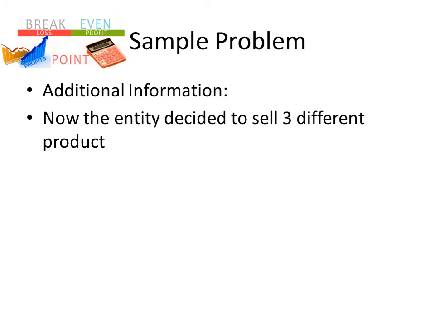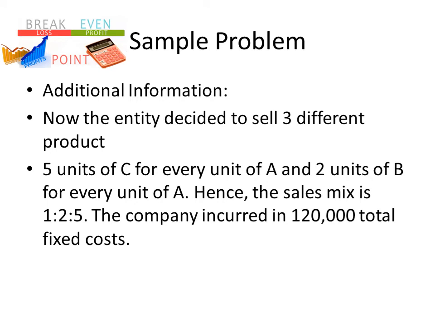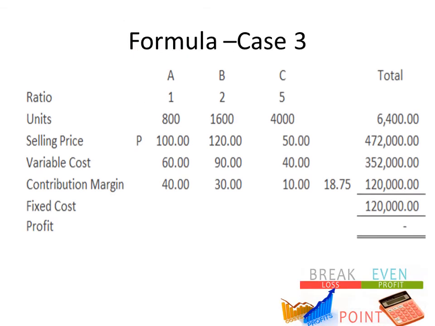So now the entity decided to sell 3 different products: 5 units of C for every unit of A, and 2 units of B for every unit of A. Hence, the sales mix is 1, 2, and 5. The company incurred 120,000 in total fixed cost. So we have composite A, B, and C. Take note that A is twice as B and 5 times as C. So A is 1, C is 5, and B is 2. So this is now their composite ratio.